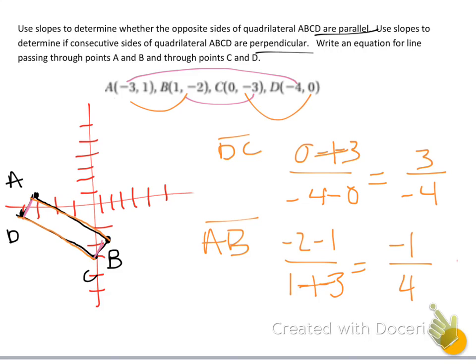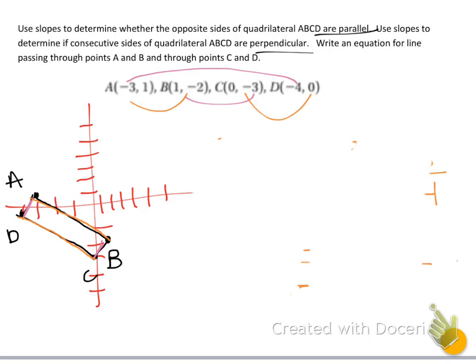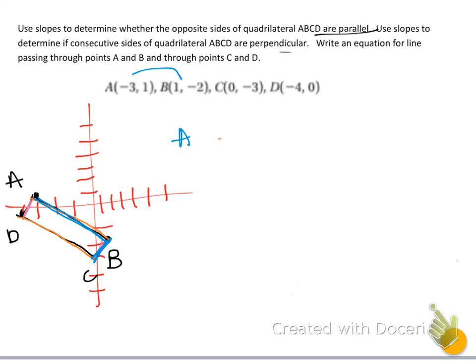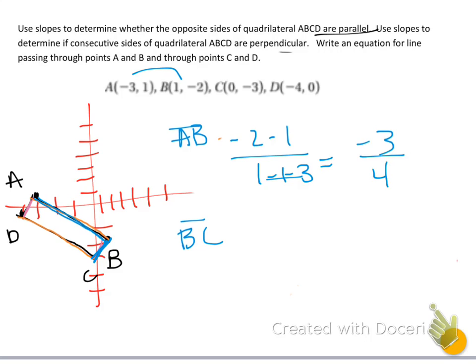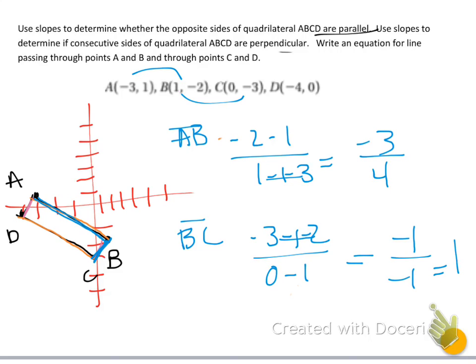Okay, now we've got to see if it's perpendicular. So I'm going to erase all of this. Switch colors. Okay, so let's do AB and BC. So AB, we got negative 2 minus 1 over 1 minus negative 3. So we got negative 3 over 4. And so BC or CB, we got negative 3 minus negative 2 over 0 minus 1. So negative 1 over negative 1, so 1. So you can see that those aren't perpendicular.